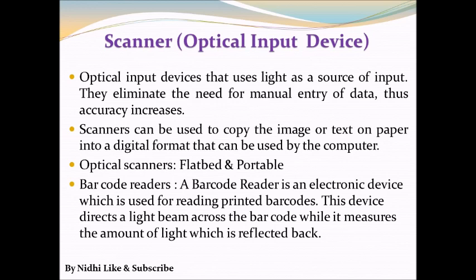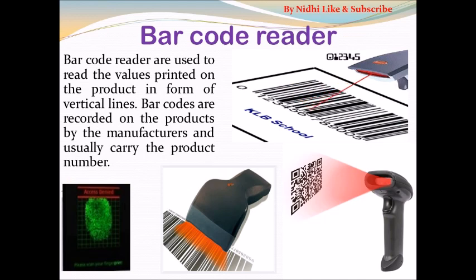A barcode reader is an electronic device which is used for reading printed barcodes, that is in the form of black and white lines. This device directs a light beam across the barcode, and it measures the amount of light which is reflected back. So black means absorbing light and white means reflecting light. Okay. So here you can see the image of barcode reader. It is reading the barcode and numbering is also given.